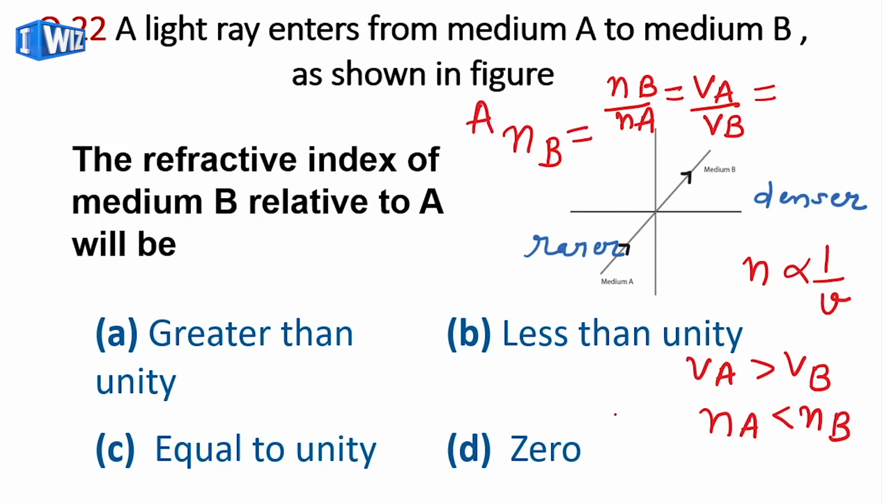So now from here you have to tell that refractive index of medium B relative to A will be, as velocity of A is greater than velocity of B, so refractive index will be what? Less than unity. Because from here we can see that light is going from rarer to denser. So more velocity, more speed to the less speed. So in that case, the refractive index is less than unity. Okay, so let's move to the next question.